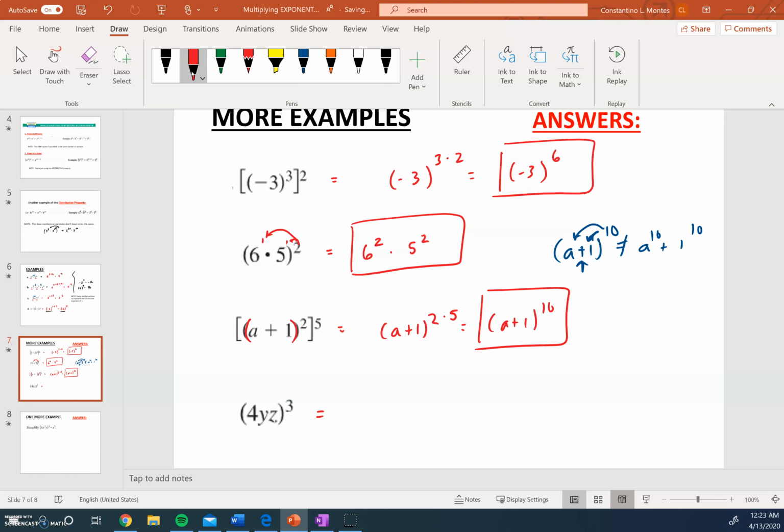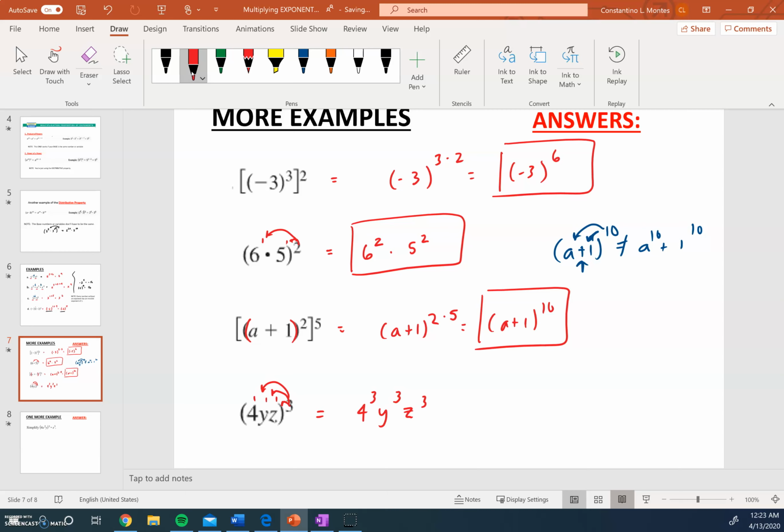(4yz) quantity to the power of 3. I'm going to write a little 1 above each piece right here. And I have a power to a power plus that distributive property for exponents here. So I'm going to take the 3, multiply it to 1, that one right there, and that one right there. So this turns into 4 to the power of 3 times y to the power of 3 times z to the power of 3. Now notice I didn't write multiplication in between them.